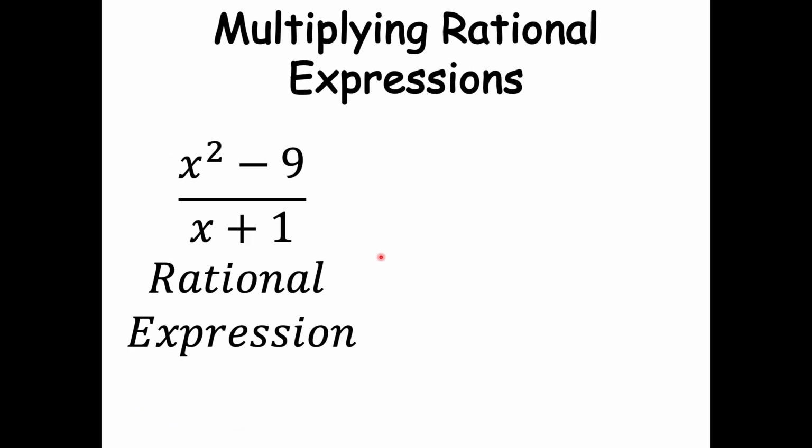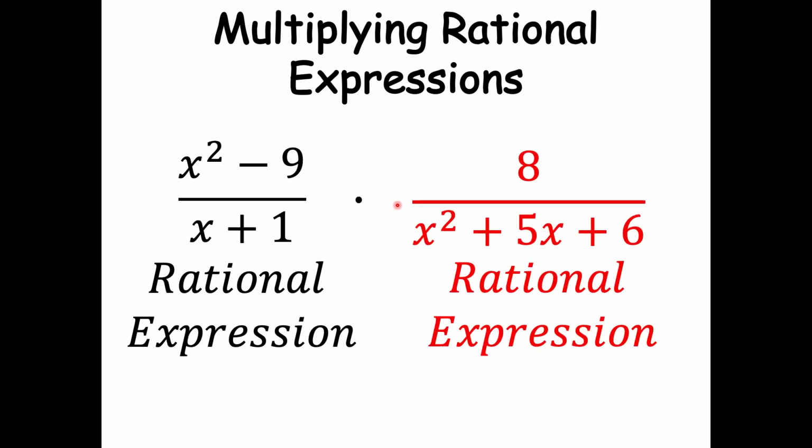the lessons that we did in the past, basically this is a rational expression. You have a polynomial. This is a binomial over another binomial. And then all we're going to do today is basically just multiply it by another rational expression. These can look like anything that we've seen in the past as far as polynomials go. So let's just get started.